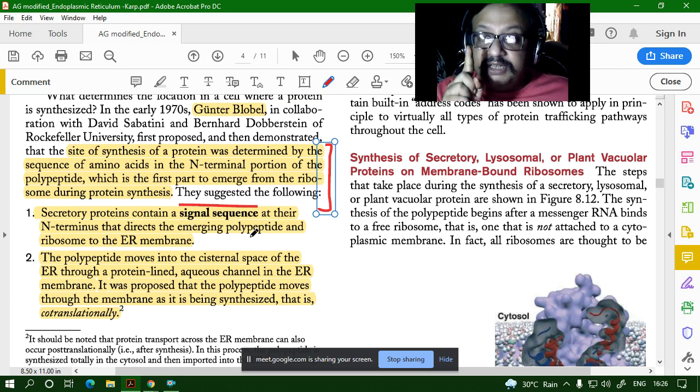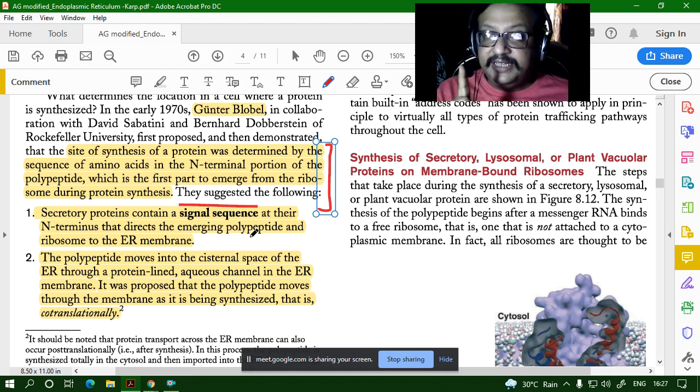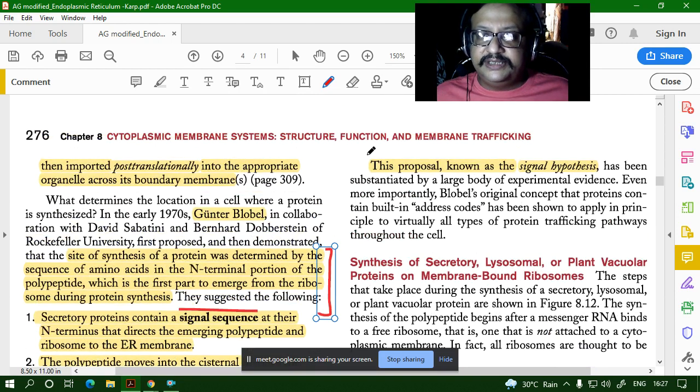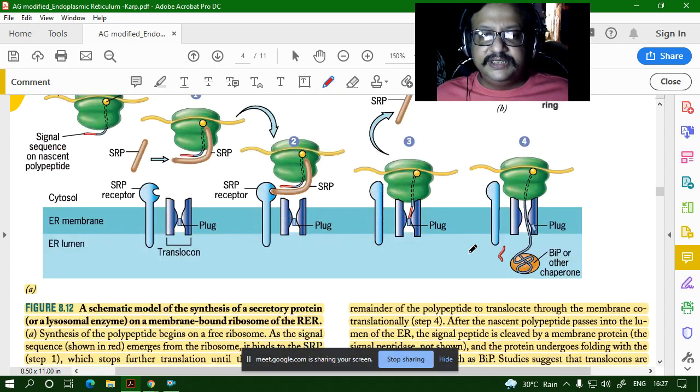And once this signal sequence comes out, it tells the protein, okay, now I have to go to the rough endoplasmic reticulum. So the signal says this protein is destined for the rough endoplasmic reticulum. Otherwise, it will be in the cytoplasm. This signal hypothesis was given by Günther Blobel. This is known as the signal hypothesis. So let us go into the details of what this signal hypothesis is.